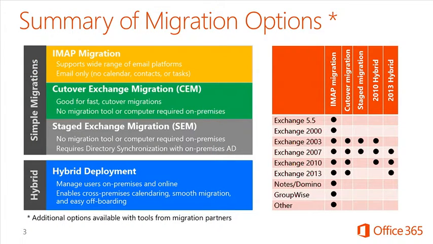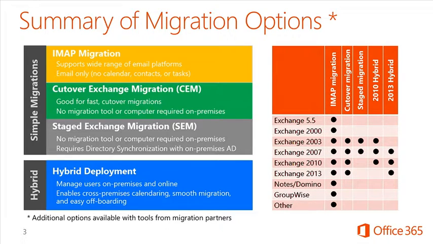This slide is excellent because it shows you, of those 4 options, IMAP, cutover, staged, and hybrid, which work with which platforms. If you're looking at Exchange 2003 or prior, or even Exchange 5.5, Exchange 2000, or Notes, Domino, GroupWise, Sun, iPlanet, for example, or other IMAP type solutions, we have the IMAP migration approach. We'll walk you through what that requires from a permissions level, what it looks like from a user perspective, and some caveats on what can or can't come over.